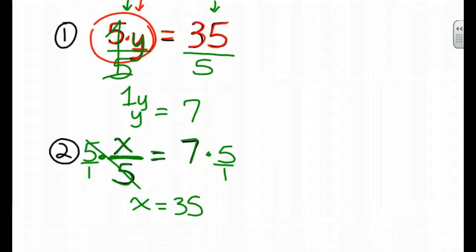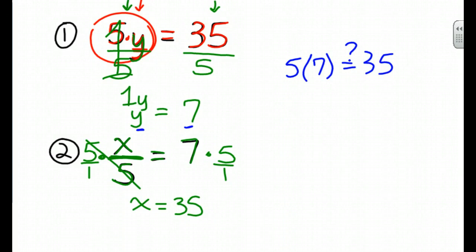Now notice if we go back and check both of these, we're putting our 7 back in for our y. So this is 5 times 7. Does that equal 35? That's what we're checking. And yeah, it does. We know 5 times 7 is 35. So 35 equals 35, and we are happy.